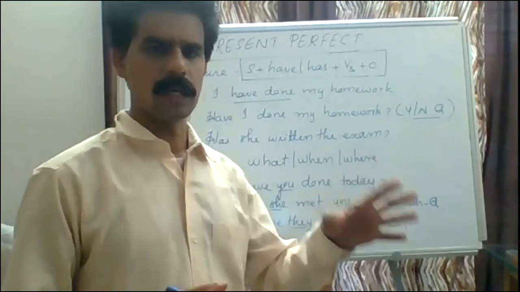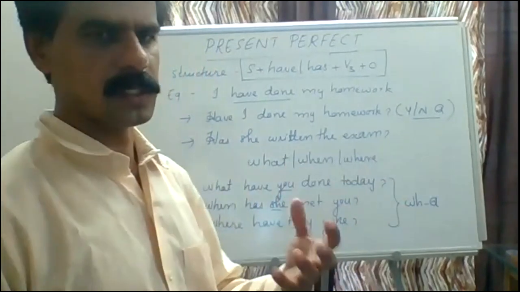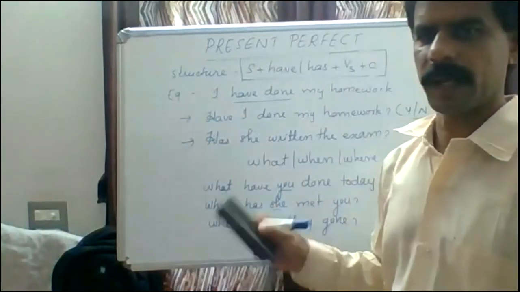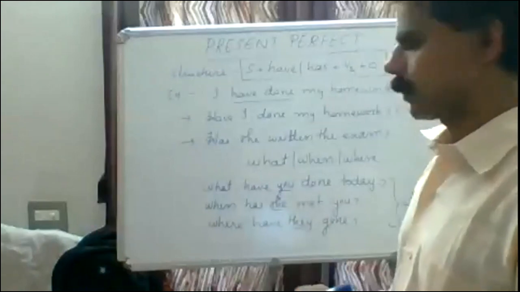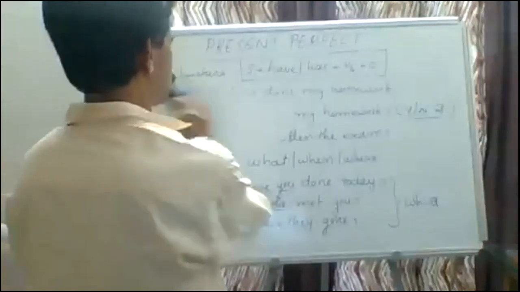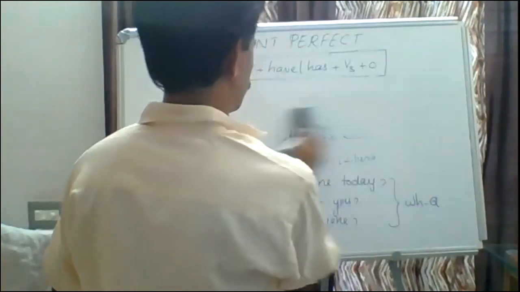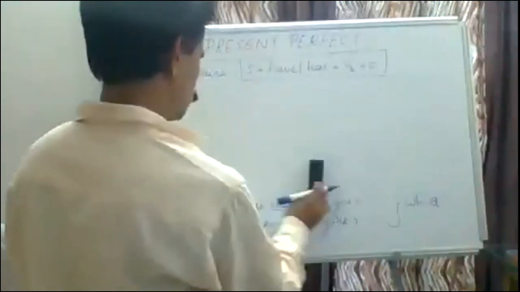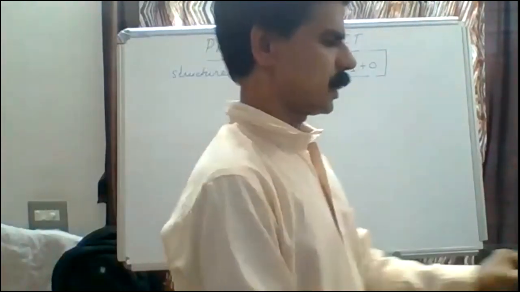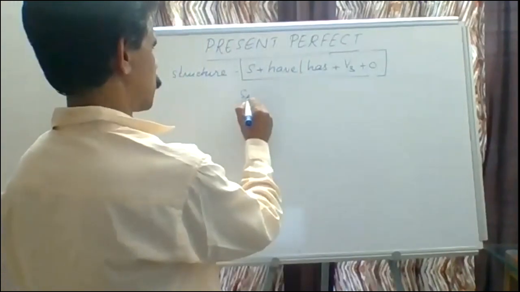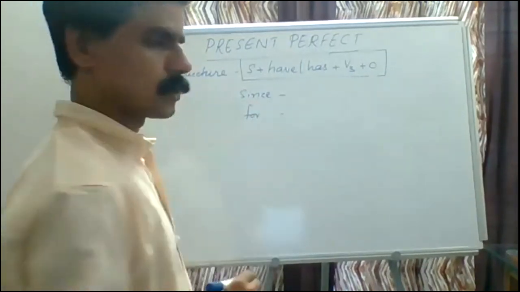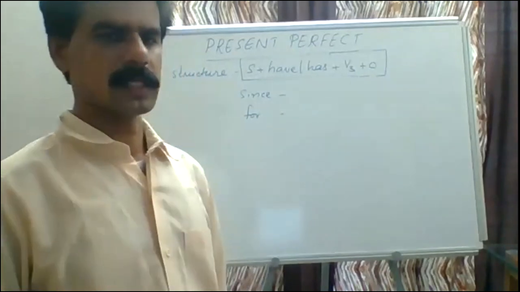We have learned means already learned, and the result is with you. A lot of examples you can practice later, so I'm giving the opportunity to practice. Meanwhile, I would like to tell one more thing here. In this present perfect, we can use two words particularly, that is since and for. These two words are generally used with present perfect and present perfect continuous.